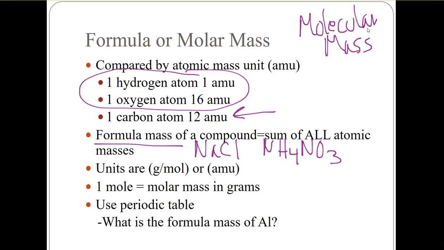So the units are grams per mole. You also can see them as atomic mass units. But really it just means the same thing, okay? So we have grams per mole. These are our molar masses. And again, you're going to use the periodic table. So this says, what is the formula mass or the molar mass of aluminum? And again, when you write that down, I want at least 3 sig figs, if not 4. So 27.0 grams per mole.